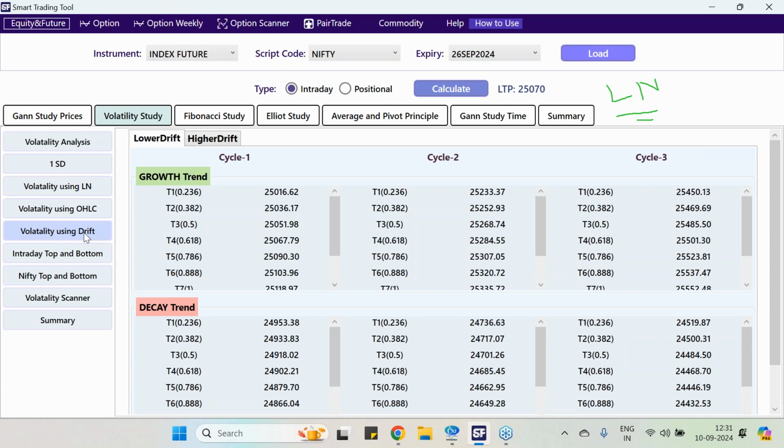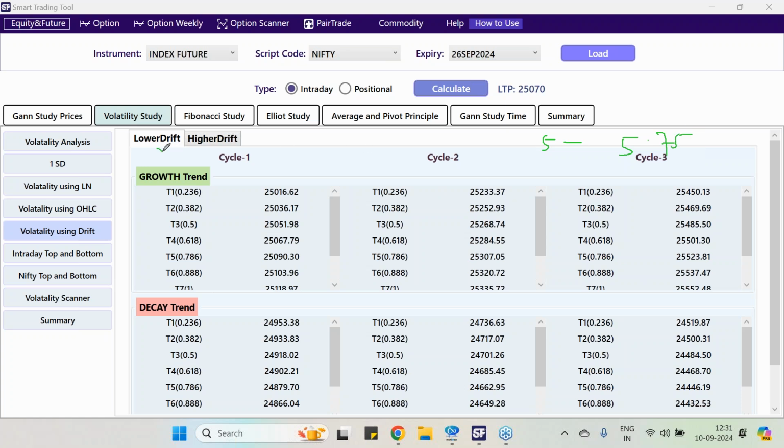Then comes the drift volatility. Here there is one range of volatility. When we talk about a volatility of 5%, that means it is a constant 5%. But this drift says volatility cannot be a constant factor of 5%. It may vary between 5 and 5.75. So there is a low drift and there is a high drift.